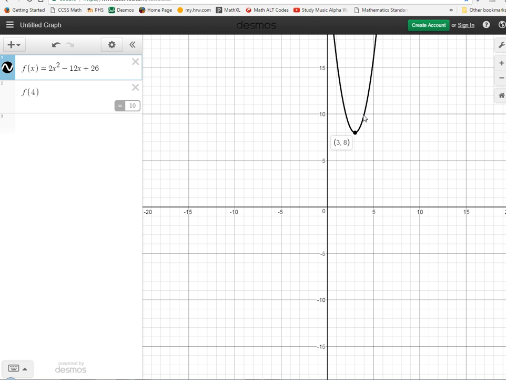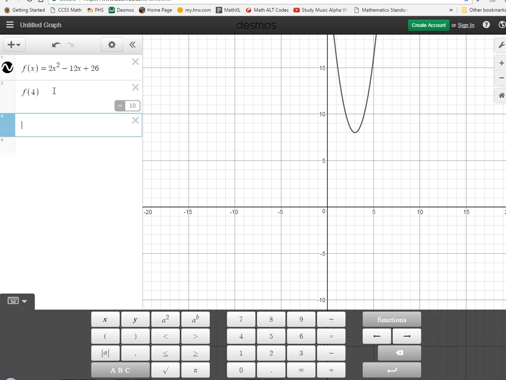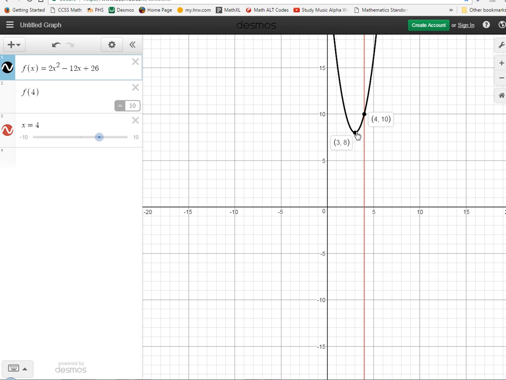So what's a? 2. Because I've stretched it now by a factor of 2. Instead of going up 1, I've stretched it so it's twice as far above the vertex. Okay? Another way I could do that would be to graph the line x equals 4 and find that intersection, right? So there it is at (4, 10). And so now I can see both of those points. So I can see I go over 1 and up 2, right?